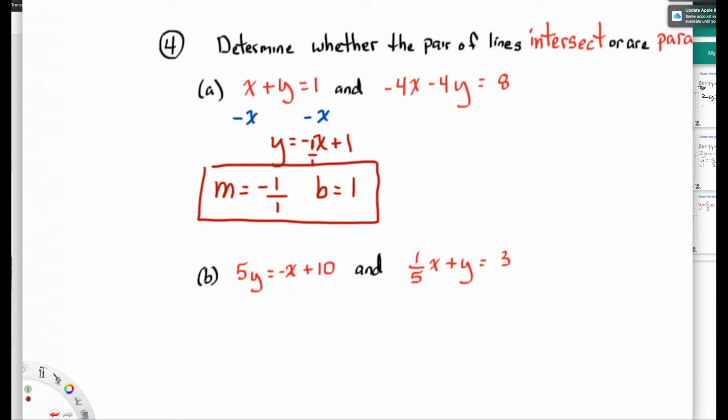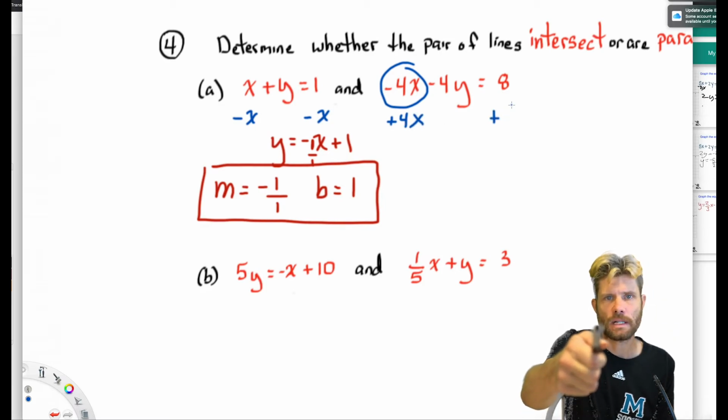Now let's take a look at this one. First step, we've got to get rid of this minus 4x. How do we get rid of a negative 4x? How do we undo subtract 4x? We add it. Plus 4x to both sides.